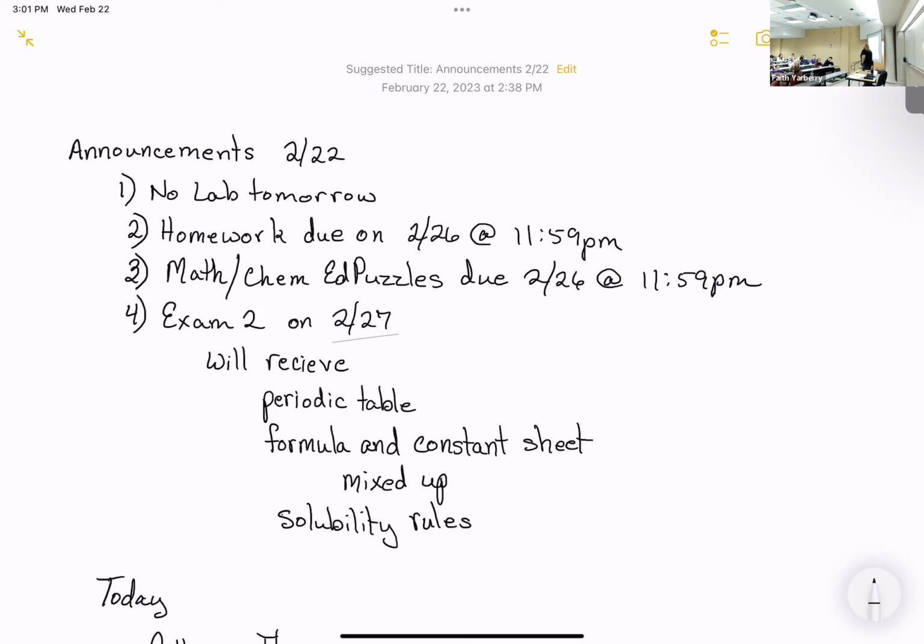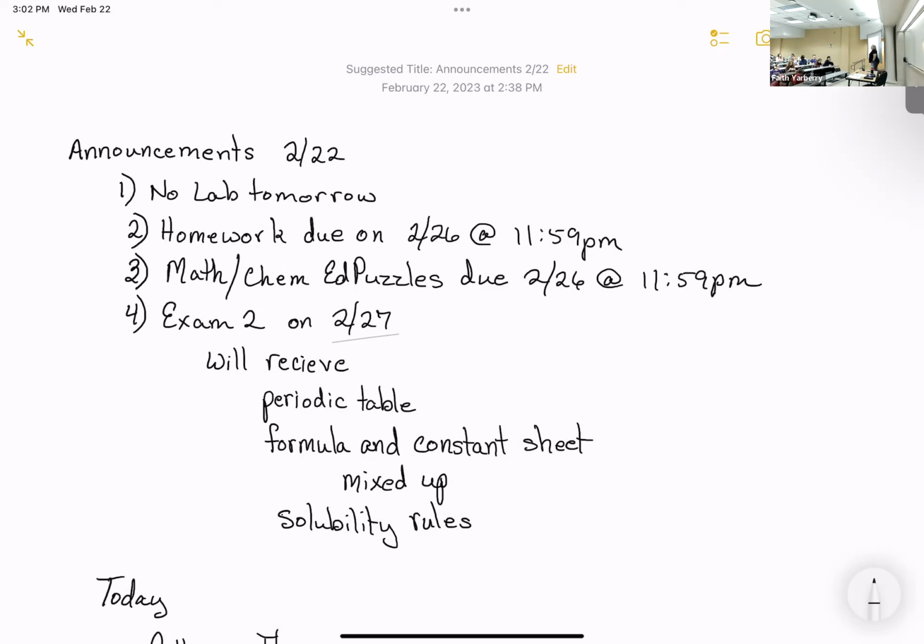And then finally, next Monday is exam number 2. Look at Blackboard to see what will be on the exam. I believe the only thing that's listed there that is coming off is that I am not going to put reaction mechanisms on the exam.